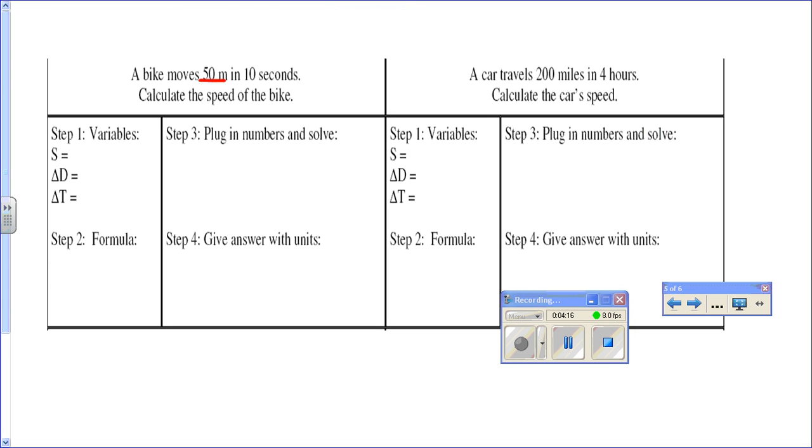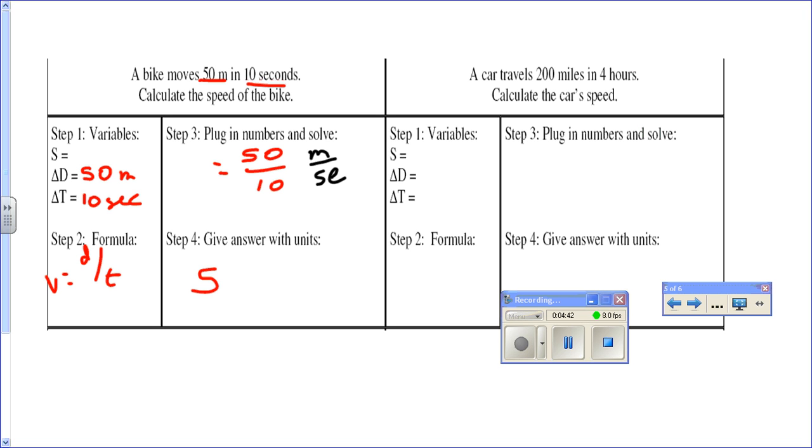All right, a bike moves 50 meters in 10 seconds. So the distance is 50 meters. The time is 10 seconds. Formula is V or S equals D over T. So it's 50 meters over 10, and that gives you 5. And you shouldn't really write these in your notes, but I just want to see where it comes from. It's 50 meters over 10 seconds, so it's going to be meters per second.